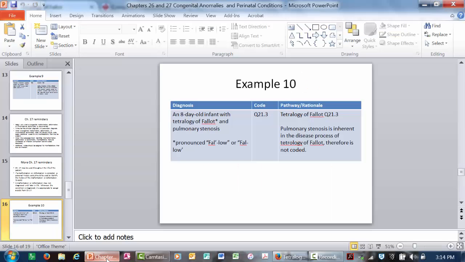So here's an 8-day-old infant with Tetralogy of Fallot and pulmonary stenosis. It's a very simple main term tetralogy. Q21.3 is the code.